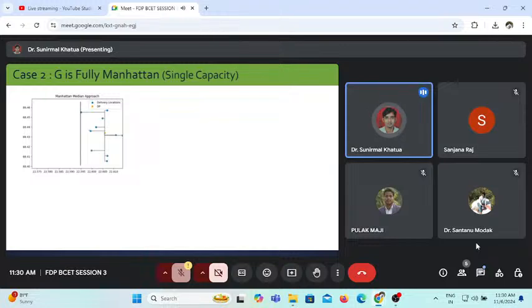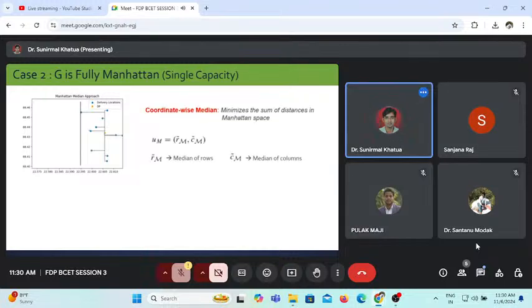So in Manhattan space, we need to find the coordinate-wise median. That's a very simple thing, because if we use the coordinate-wise median, that will minimize the sum of the distances in the Manhattan space. So we will get the optimal result if all the points fall in the Manhattan space itself. So what will we do? Given all the points, just find the coordinate-wise median. Take all the rows, sort them in ascending order, and take the median value for the rows. Similarly, take all the columns, sort them, and take the median of that column. Combined, it will give you the delivery point, and that will minimize the total Manhattan distance to be covered in the Manhattan space itself.